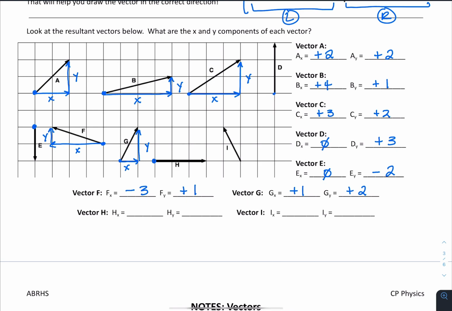All right, now vector H is all horizontal, so our Y component will be 0 this time. And because we're pointing to the right, we have a positive 3 for our X piece. And then finally, I comes over and then up. So we have X and Y. Because we're moving to the left, we have a negative 1 for X. And because we're moving up, a positive 2 for Y.